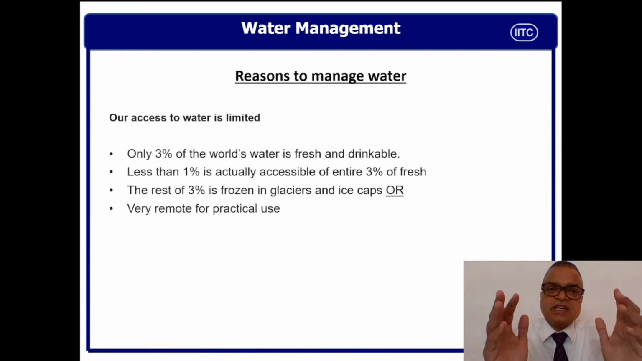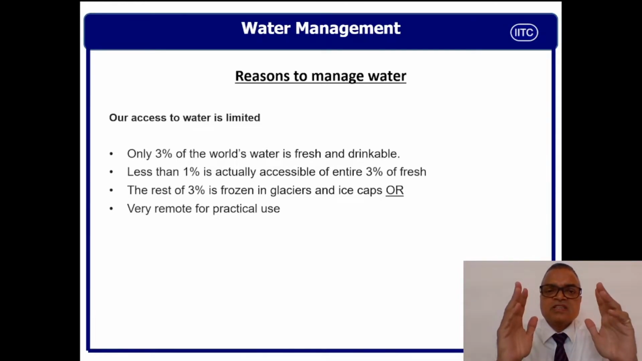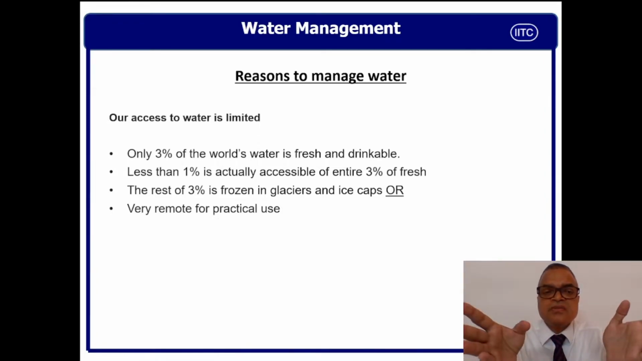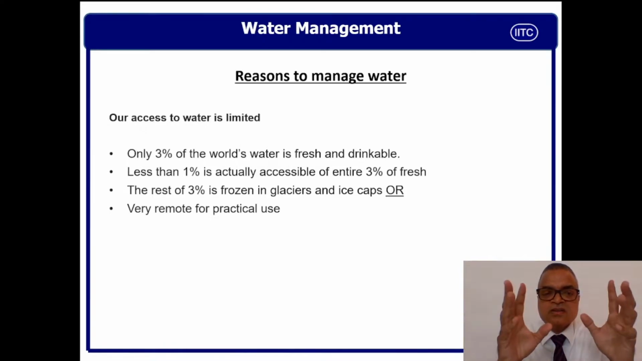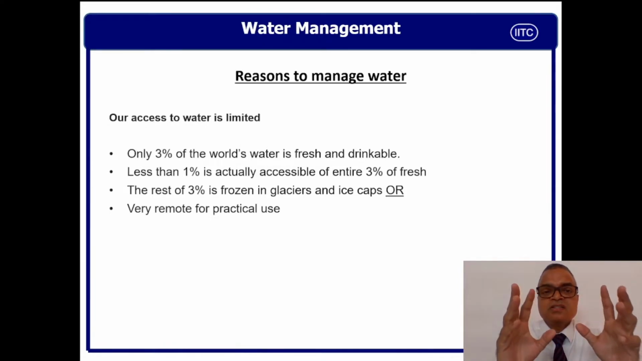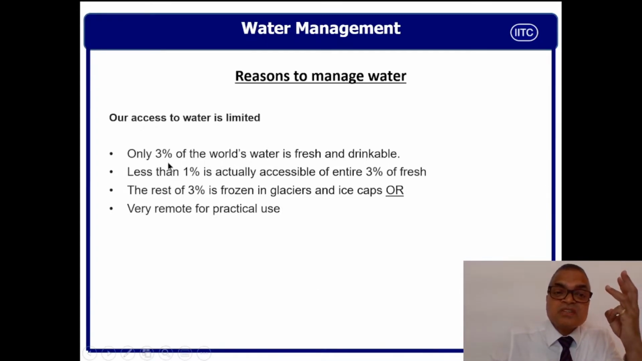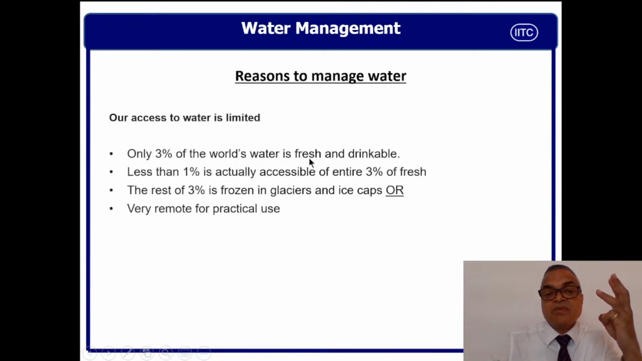Guys, now we are going to see the reasons to manage water. I can tell you only 3% of world water is fresh and drinkable. As you know, two-thirds of the entire earth is full of water, and only one-third is land. So out of this two-thirds of water, only 3% of the world's water is available fresh and drinkable. Can you imagine? And you will be surprised to know that only 1% of that 3% is accessible for our use.